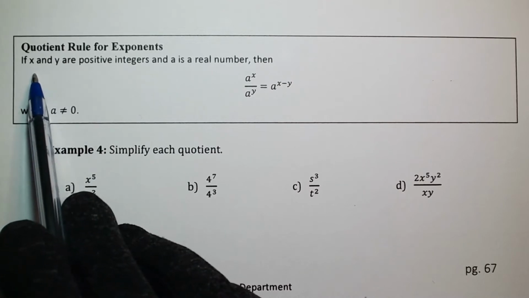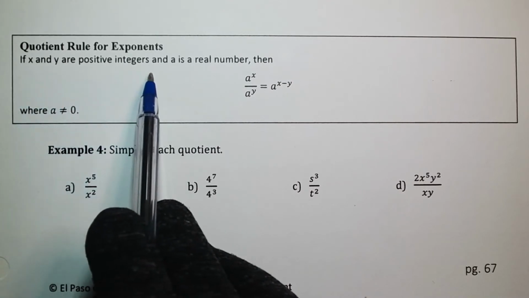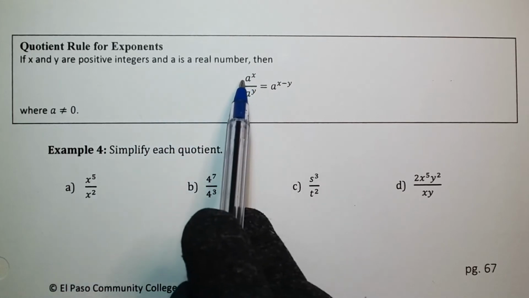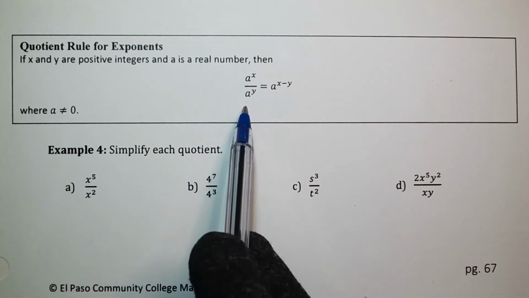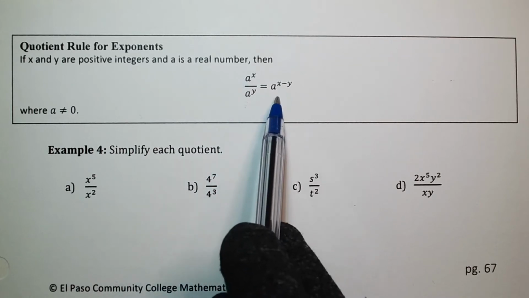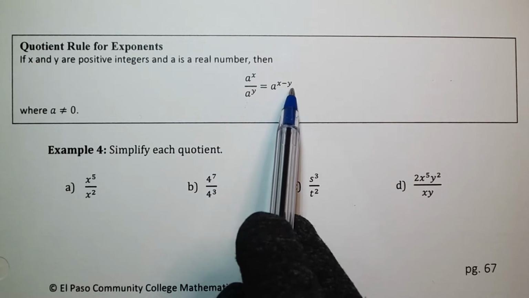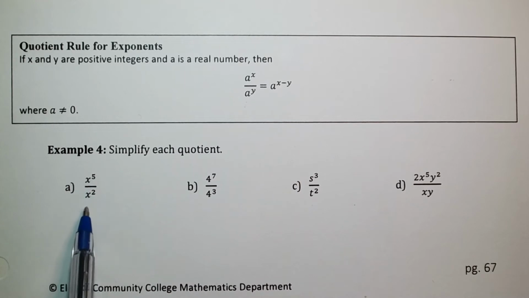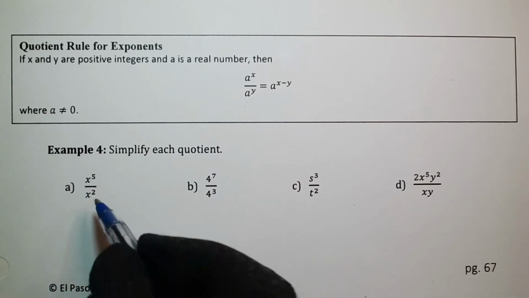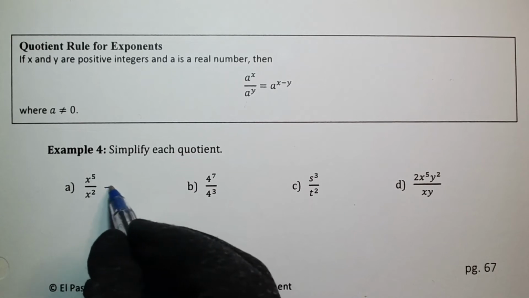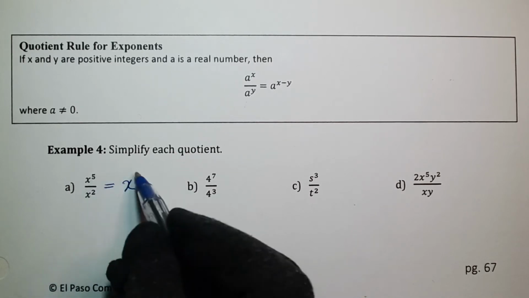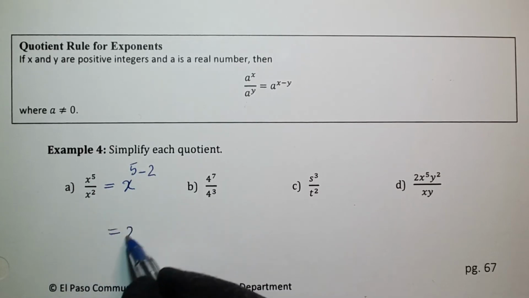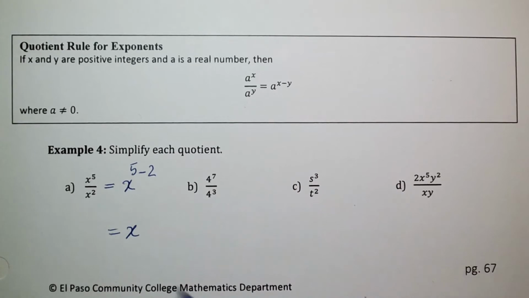The quotient rule says if x and y are positive integers and a is a non-zero real number, a to the power of x over a to the power of y, we can write as a to the power of x minus y. For example, x to the power of 5 over x to the power of 2. Because the bases are the same, we can write it as x to the power of 5 minus 2, or x to the power of 3.